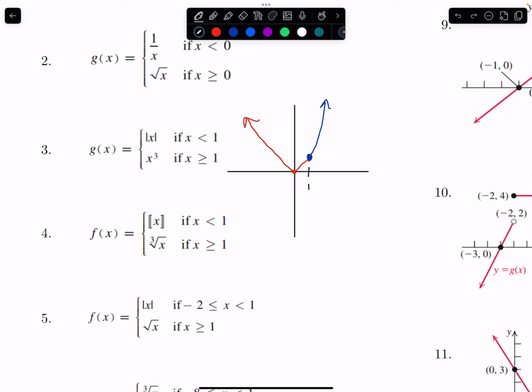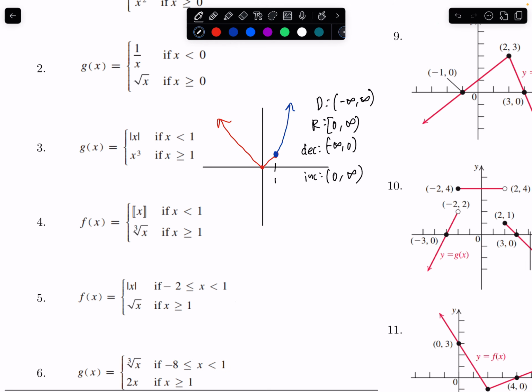Means I include the actual value. So that's it. Okay, domain, everything. The range, I have 0 and everything above it, but that's it. Decreasing from the left up until you get to the center, right? So negative infinity to 0, and increasing from 0 on upwards.